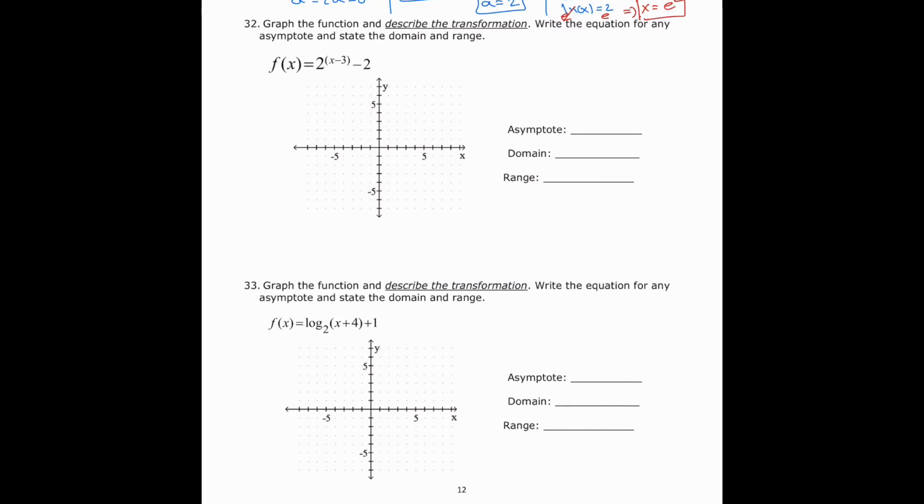Graph the function and describe the transformation. Write the equation for any asymptotes and state the domain and range. So first, let's find the horizontal asymptote.